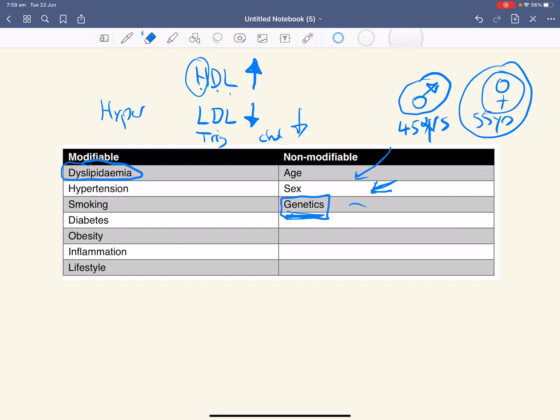Okay, but in the risk factor, it's not just hyper, it's disordered. So a dyslipidemic state would be a low HDL and a high LDL, triglycerides and cholesterol. Okay, that's why it's called dyslipidemic. And so hopefully that makes sense.